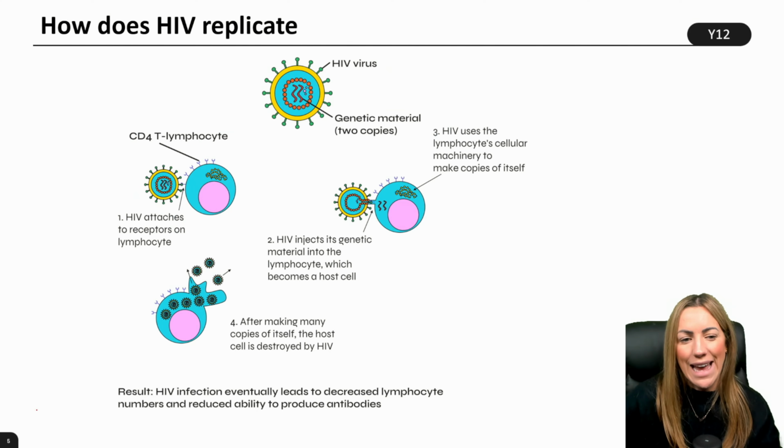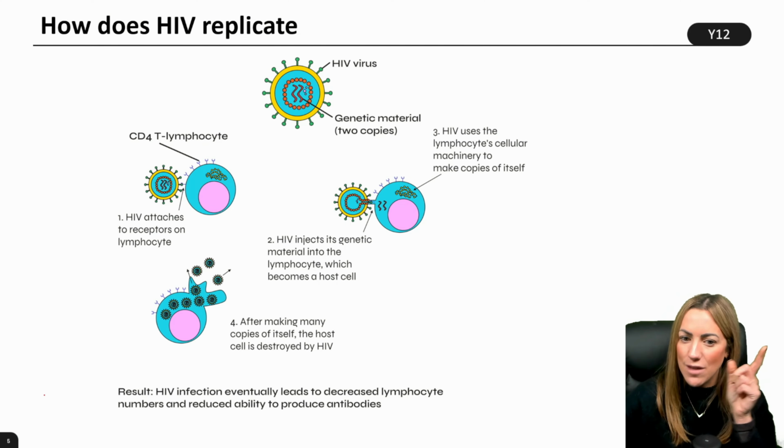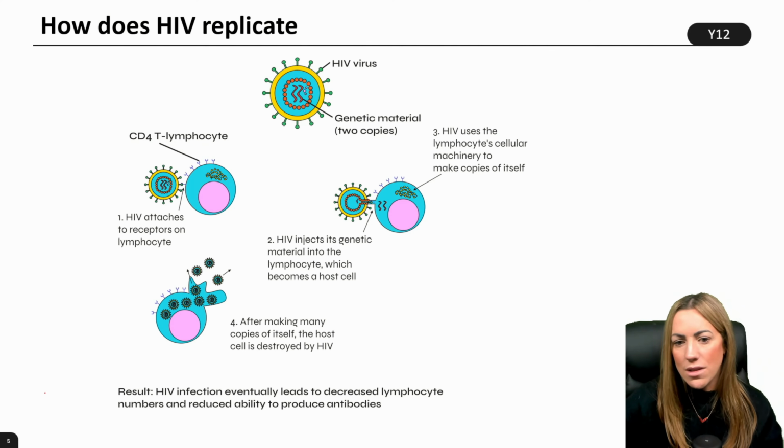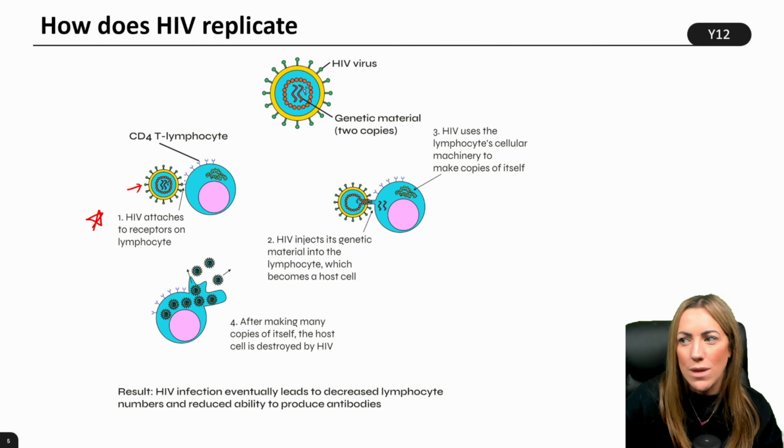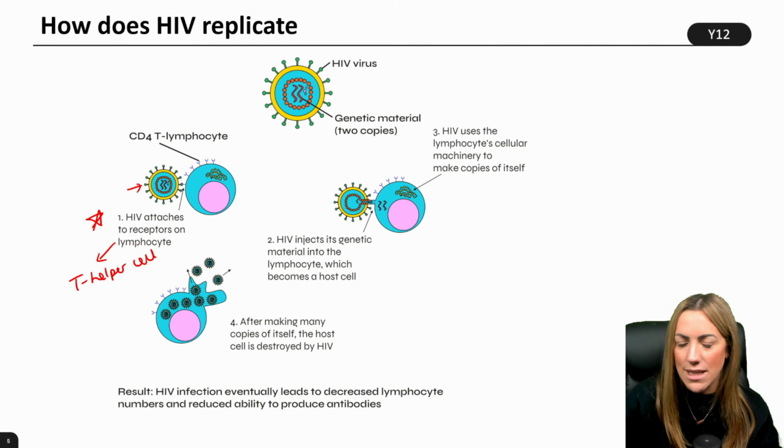How does HIV replicate? Now, this is a simple overview, but on the next slide, I'm going to give you a mark scheme answer. So do continue watching. If we start here, we can see that the HIV virus has used its attachment proteins to attach to the receptors on the lymphocyte. And remember, this lymphocyte is a T helper cell or a helper T cell, doesn't matter which way you say it. And the attachment proteins are attaching to the CD4 receptors on the surface of that T helper cell.